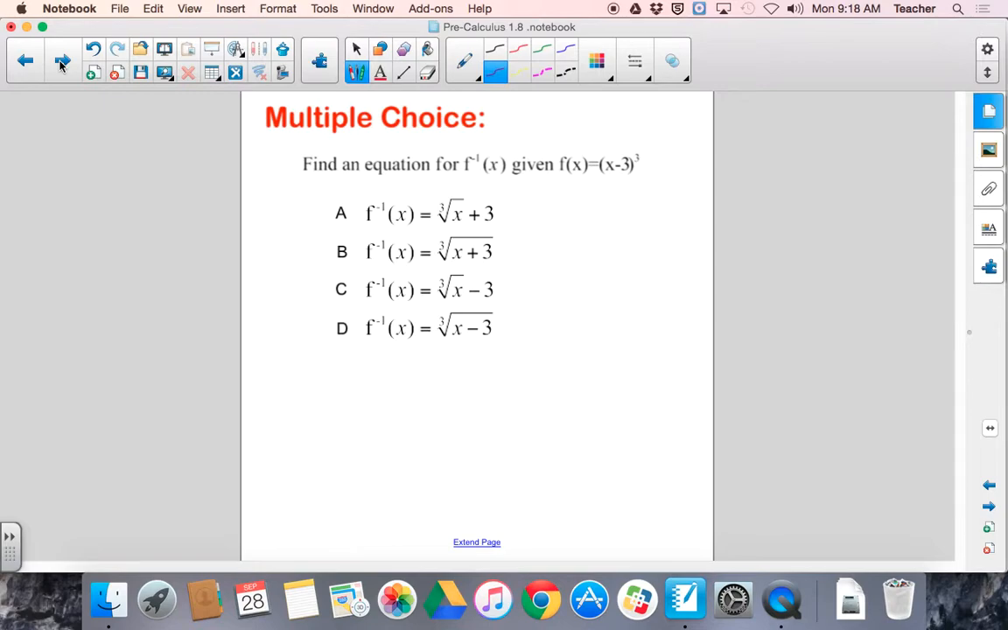Find an equation for f inverse given that f of x equals x minus 3, that quantity cubed. Pause the video, work out your answer. Again, you will see the answer worked out for you, so in case you made a mistake, you can look back and find your error.